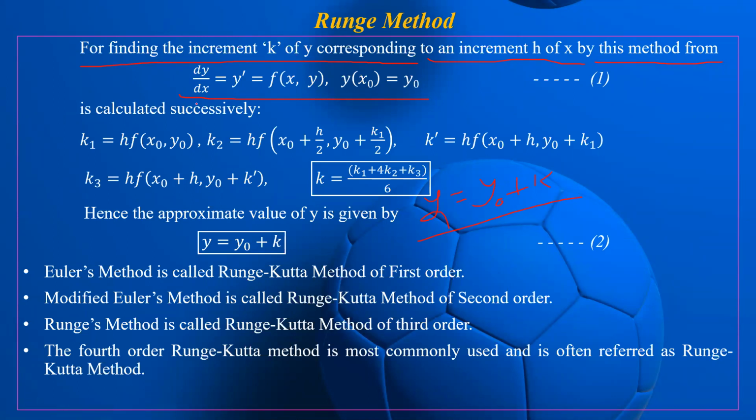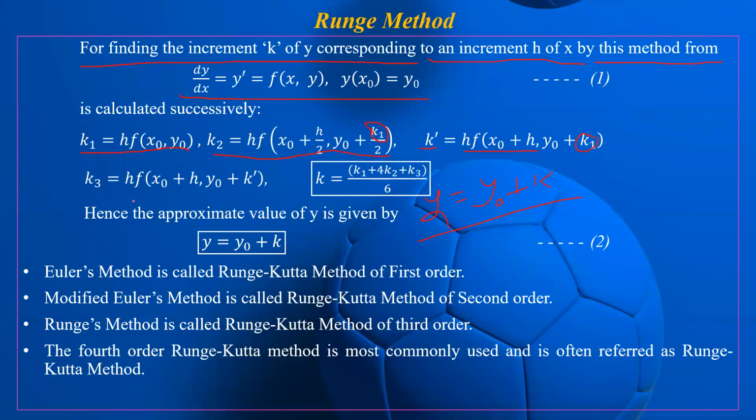This is the initial condition. So how to calculate the values? We will first find the value of k1. k1 is calculated by h times f of x0, y0. k2 is h times f of x0 plus h by 2, y0 plus k1 by 2. This k1 is obtained from the first step. And then k dash is h times f of x0 plus h and y0 plus k1. Again, we are using the k1 over here.